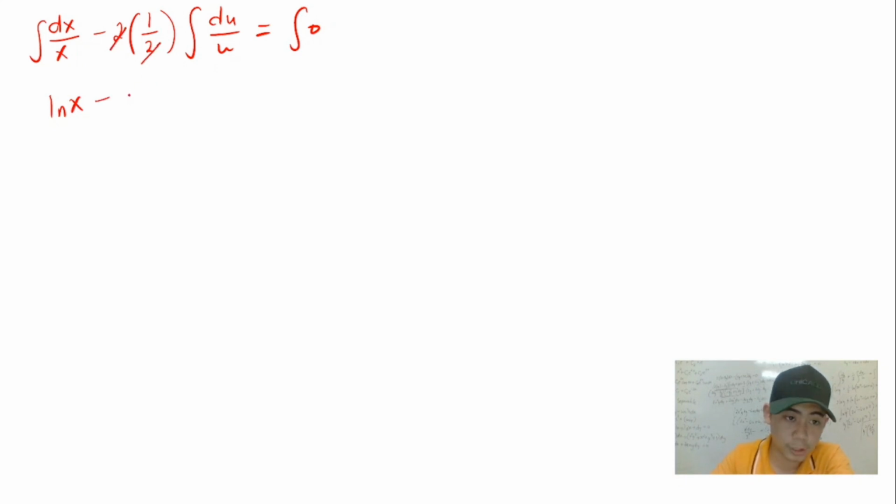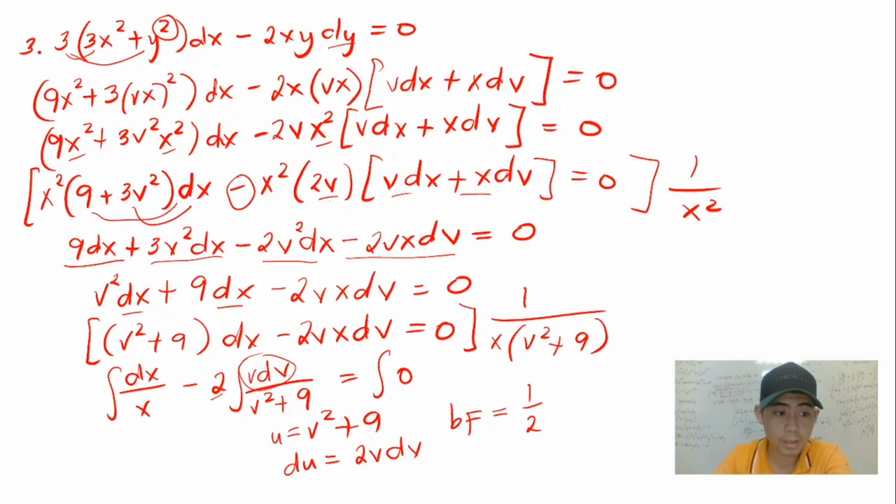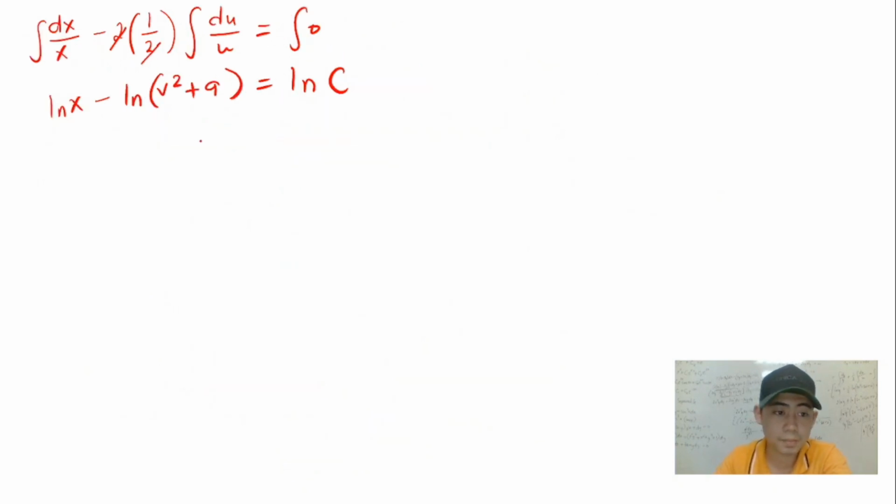So, 1 na lang siya. Okay? So, the ln of u. Ano yung u natin? V squared plus 9, mga lods. Okay? Is equals to ln of c, mga lodi. Okay? So, after nyan, ln of x over v squared plus 9. Okay? From the properties of logarithm.